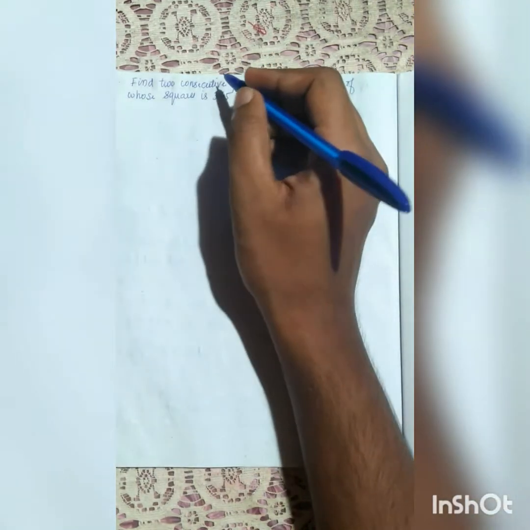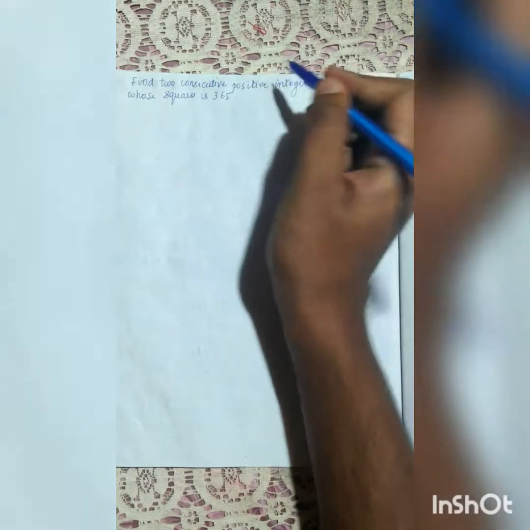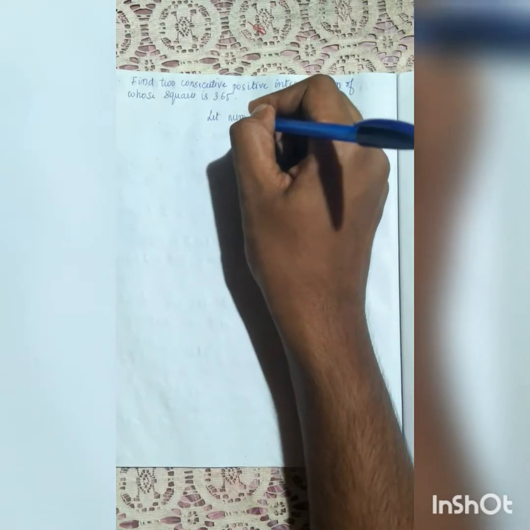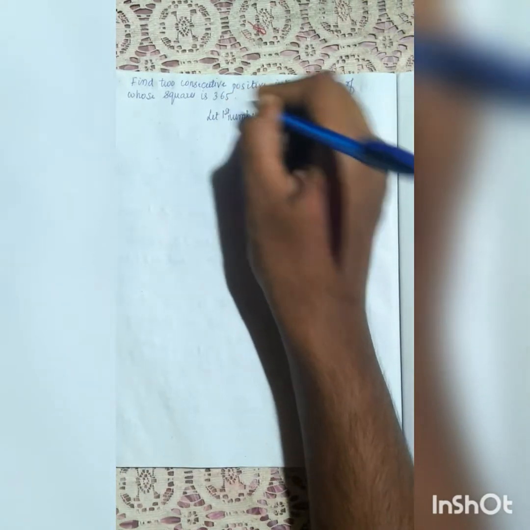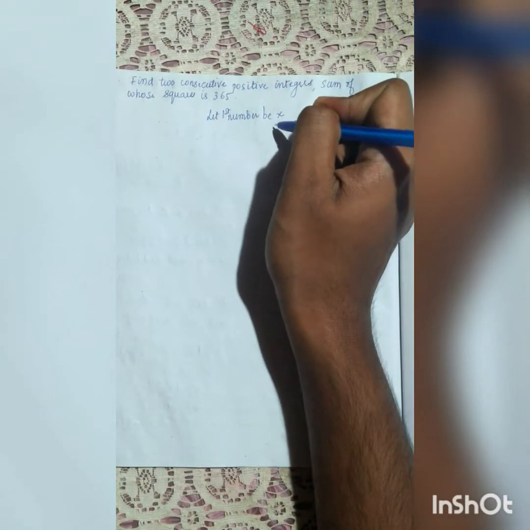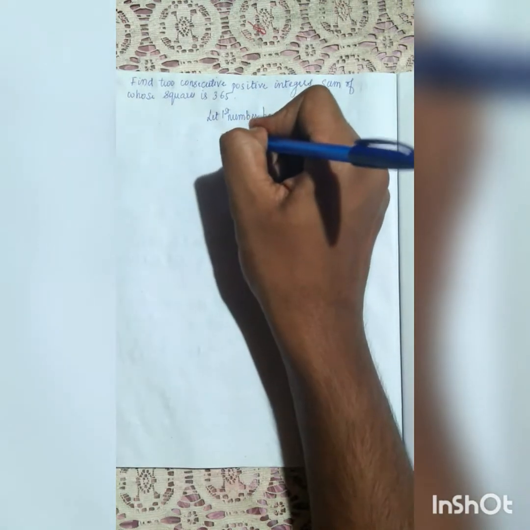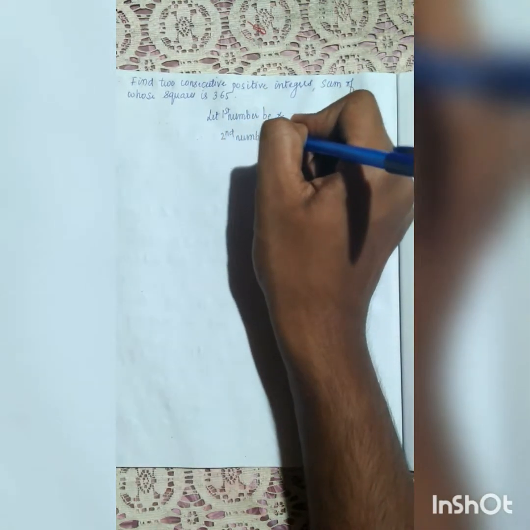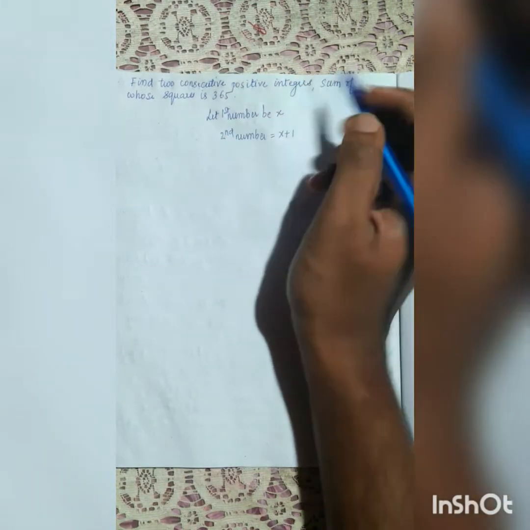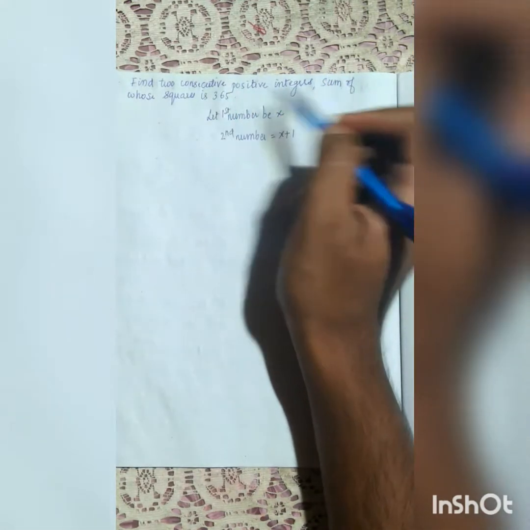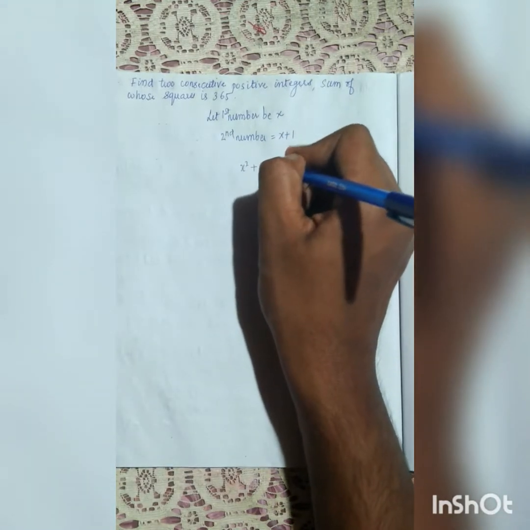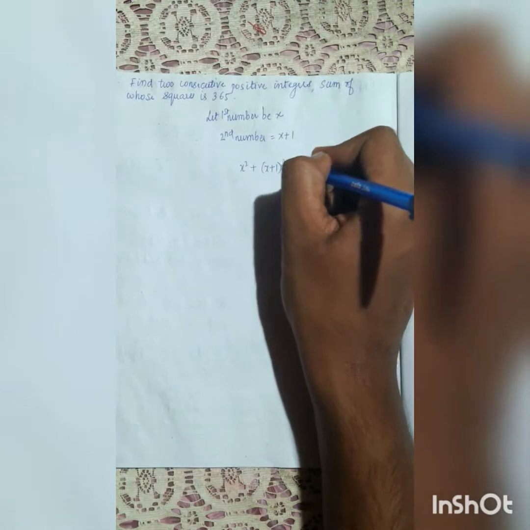In this type of question, when we are asked about consecutive positive integers, let the first number be x. Consecutive means that the other number will be 1 greater than the first number, so the second number will be x plus 1. Consecutive numbers differ by only 1. According to the question, the sum of the squares is 365. So we'll square both and add them, and we have to get the sum as 365.